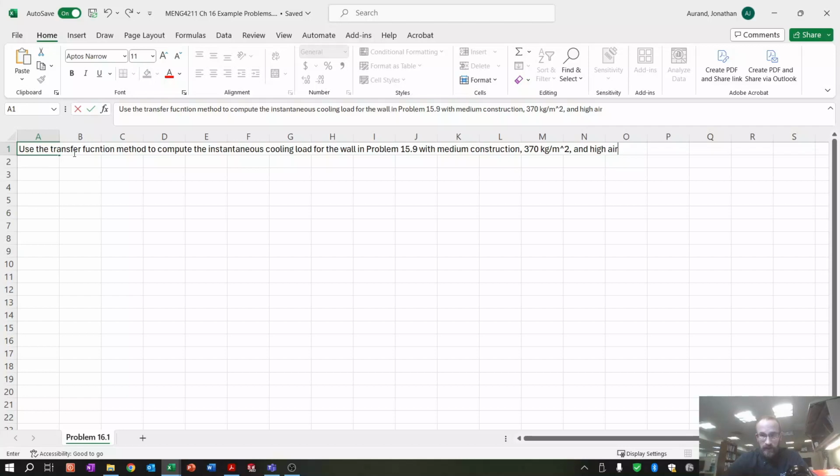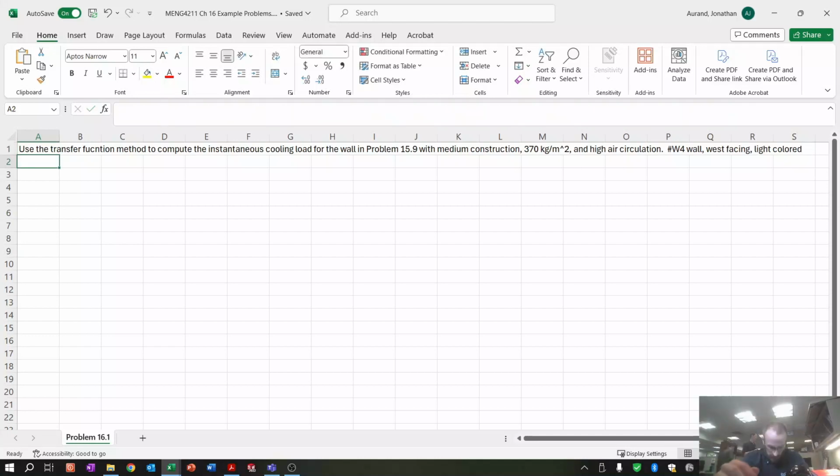and high air circulation. If we look back at that problem, we see that this is a number W4 wall. It is west facing and light colored. I think that's it. Oh, and then we also had TI is 26 degrees Celsius. So that was given in that other problem from 15.9.